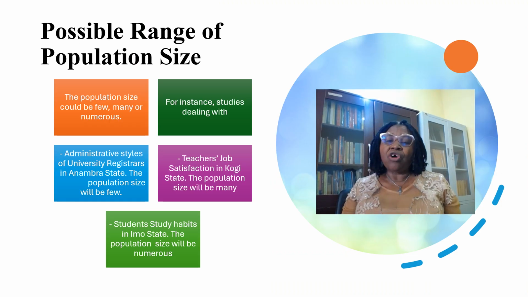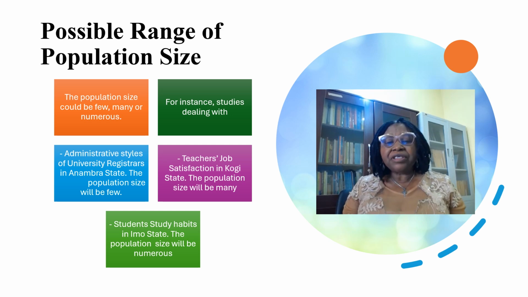So, possible range of population size. The population size could be few, many, or numerous. For instance, studies dealing with administrative styles of university registrars in Anambra State, the population size will be few. The ones that deal with teachers' job satisfaction in Kogi State, the population size will be many. If you take a topic that has to do with student study habits in Imo State, the population will be numerous because it's going to involve all students at all levels and whatever year they are in their schooling.